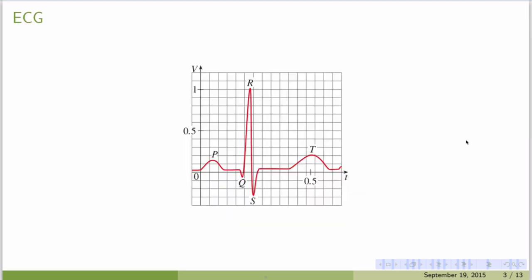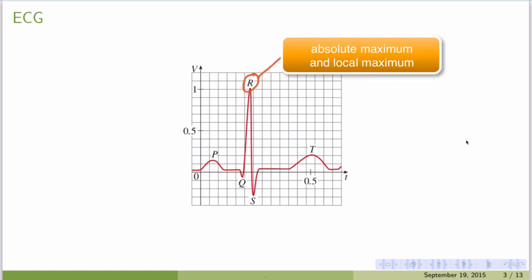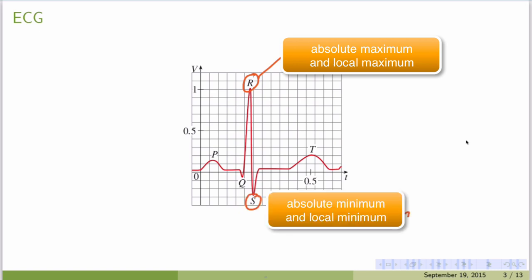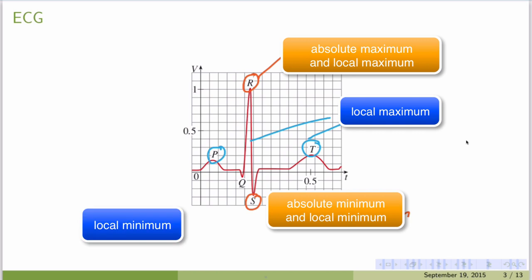So let's look at this healthy heartbeat again. What are the local and global, or absolute, maxima and minima? Well, most pronounced is the absolute maximum, so this is R. And then the absolute minimum we can also identify, which is here in S. And the others are the local maxima or minima. For example, P and T are both local maxima, whereas Q is a local minimum.